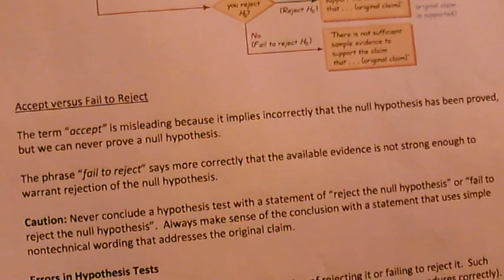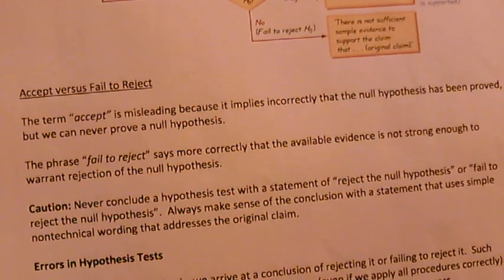Okay, there's one last thing I need to cover that is going to be very important. Well, actually, there's a couple more things I need to cover. Starting with this one, the fact of accepting the null versus fail to reject. If you use the word accept, that's misleading because it implies incorrectly that the null hypothesis has been proved. Now keep in mind, we can never prove a null hypothesis. Okay?